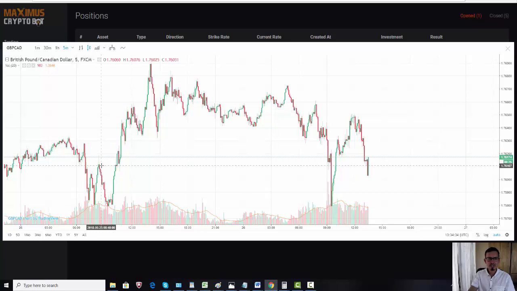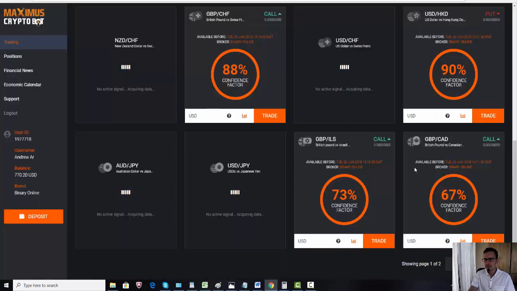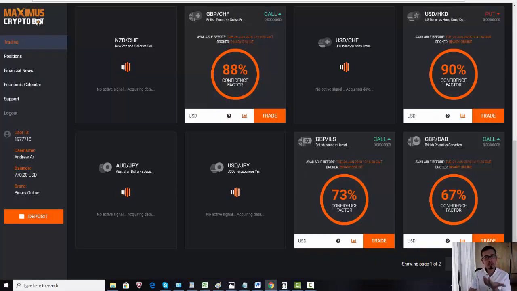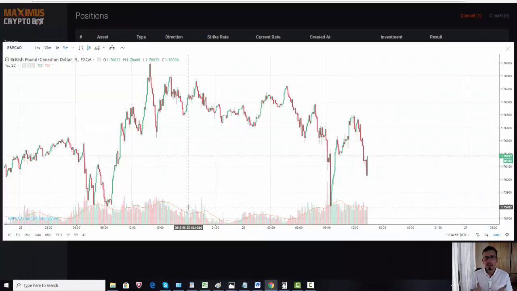So yeah, this would be a nice GBP CAD trade for sure, but the beautiful GBP CAD trade would be if we could catch the price in here. So now we can see that this is still a good signal for a call position for GBP CAD, but by doing a little bit of technical analysis, we understand that we are a little bit too late for this position.